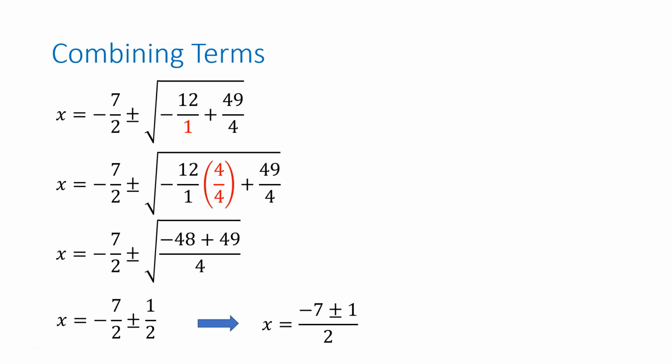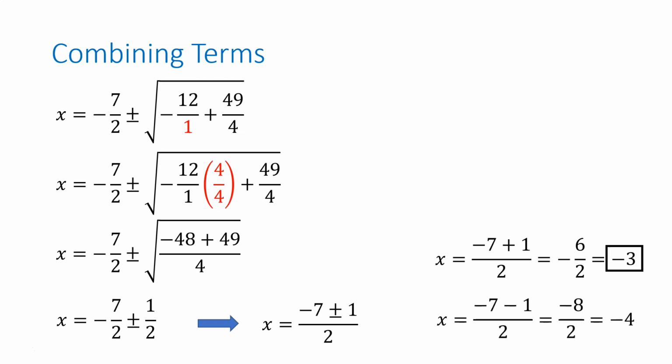The first solution is x equals (-7 plus 1) over 2, which is -6 over 2, which is -3. The second solution is (-7 minus 1) over 2, which is -8 over 2, which is -4. So even though fractions were involved, the answers turned out to be whole numbers.